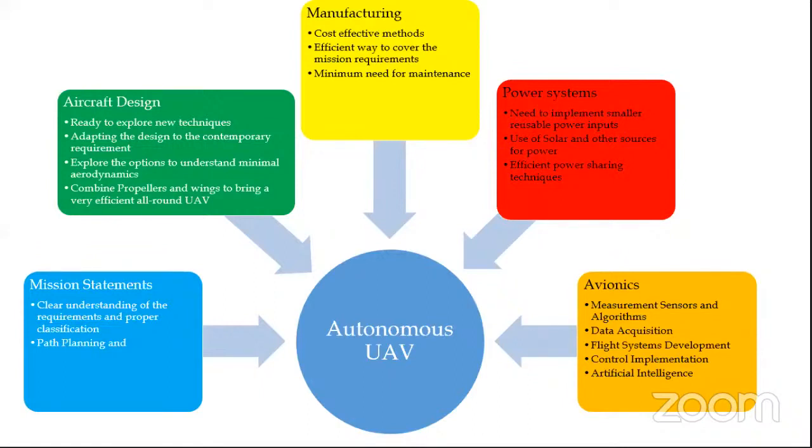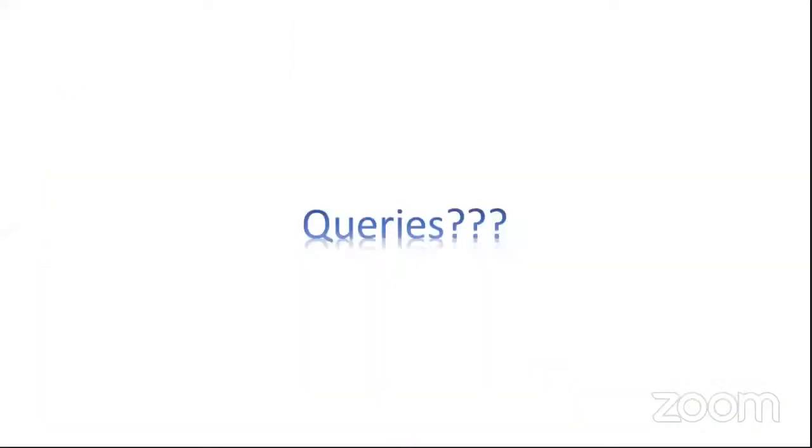Now you go to the avionics. It involves the flight controller, it needs proper measurement, and it should have a proper identification for the ground control, because without that it is very difficult to transmit the data. And then finally, artificial intelligence. Yes, the next step is to have completely intelligent and autonomous unmanned systems, which we are trying to drive. So with this, I end my lecture, and I'm ready for the questions.